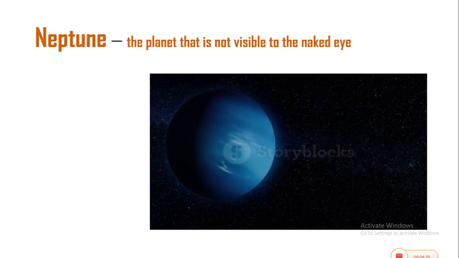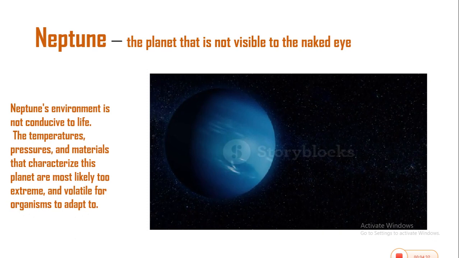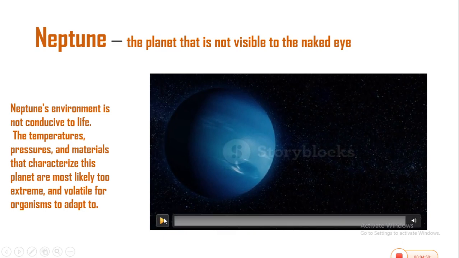The next planet we're considering is Neptune. Neptune is a planet that is not visible to the naked eye. Neptune's environment is not conducive to life at all. The temperatures, the pressures, and materials that characterize this planet are most likely too extreme and volatile for organisms to adapt to.